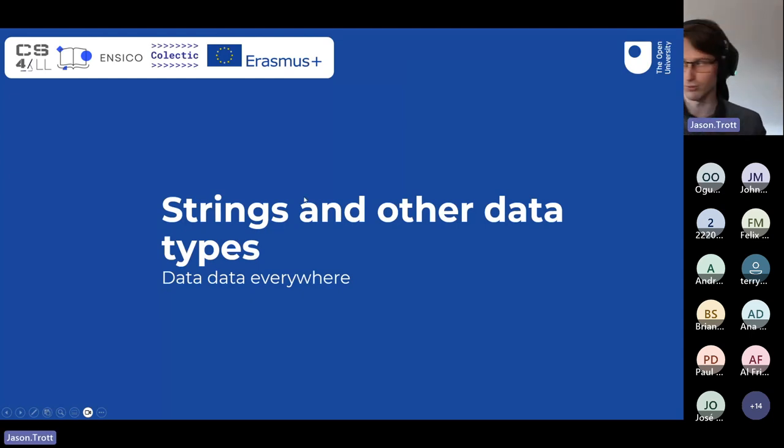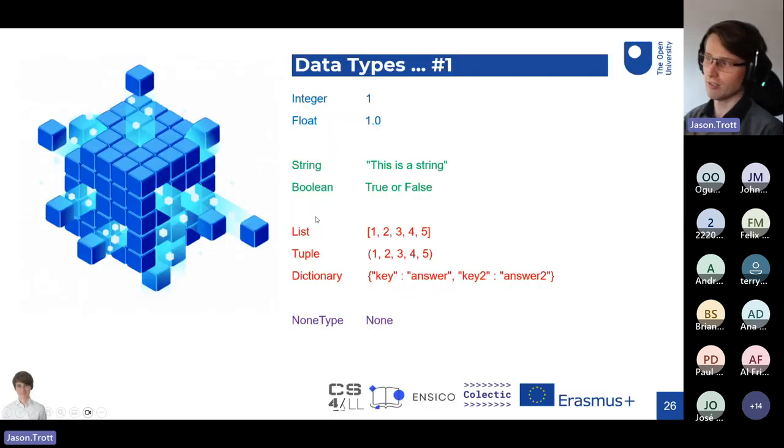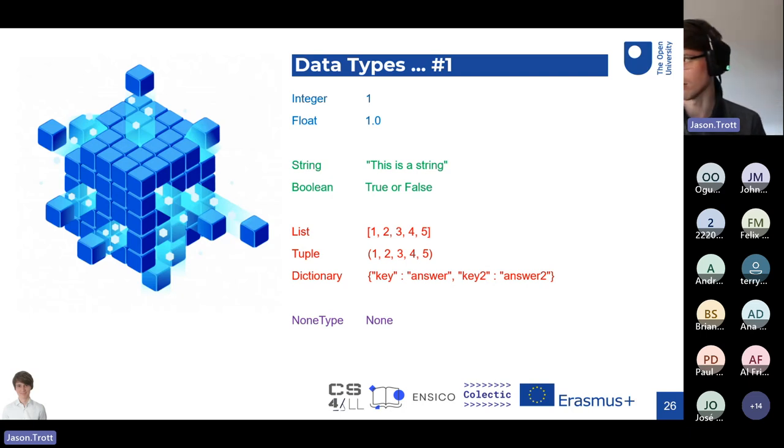Okay, so we'll move on to strings and other data types. The main data types that are covered in the course are as follows. So you have integer and float. Integer is whole numbers. And float allows you to add decimal points. The reason we were using floats earlier is if you're measuring, you'd probably measure to a decimal point rather than a whole integer, depending on what measurements you're using.